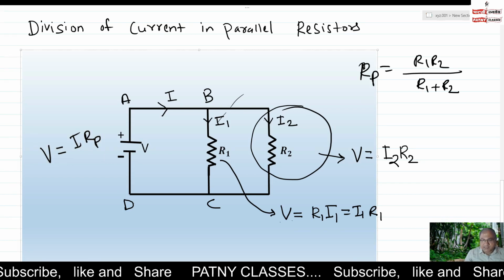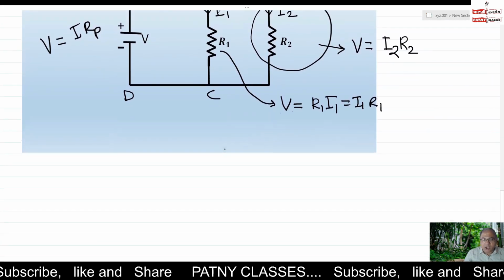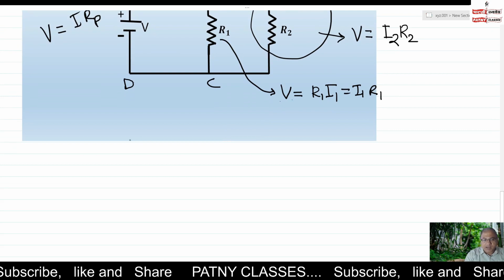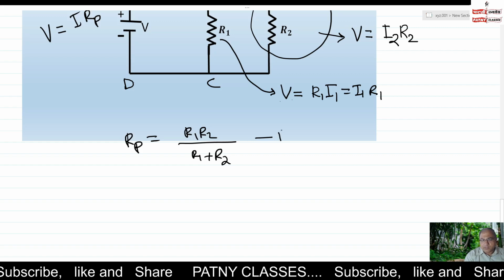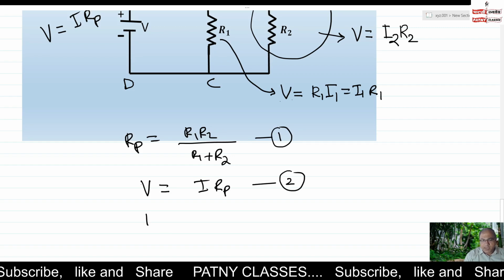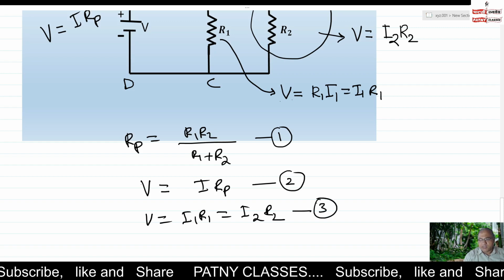Now let us write down all this once again here. So we have Rp equals R1 R2 upon R1 plus R2. Let us call it equation 1. And the second one, V equals I Rp. Let us call it equation 2. And we have V equals I1 R1 equals I2 R2. Let us call it the third expression.